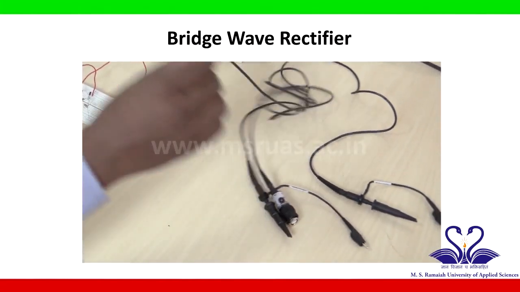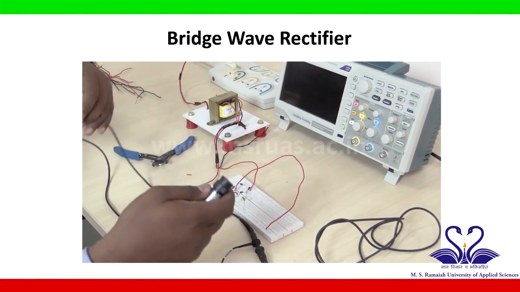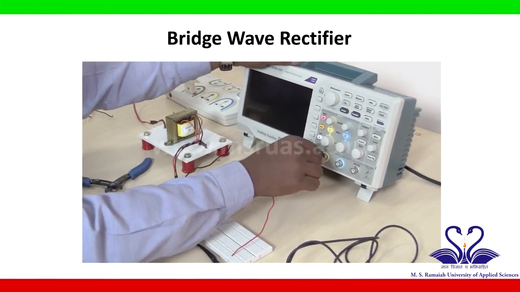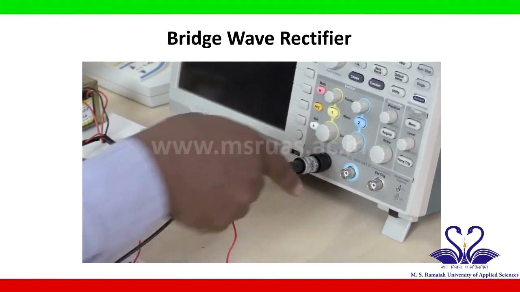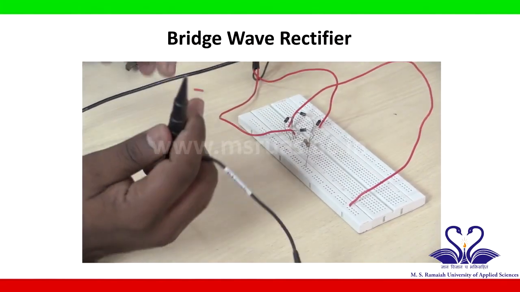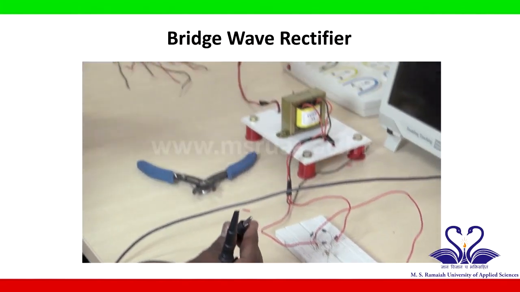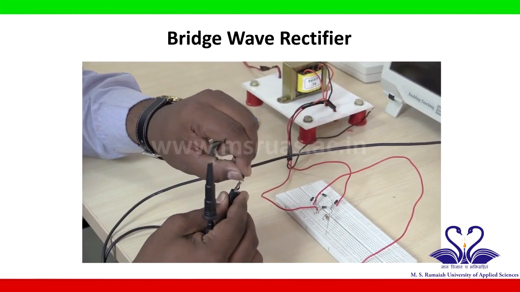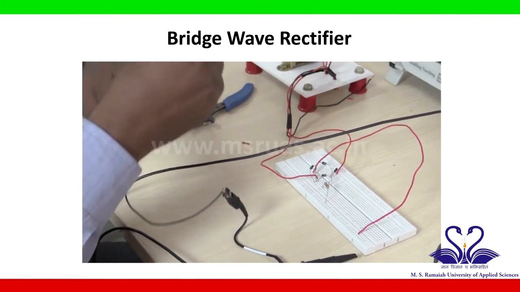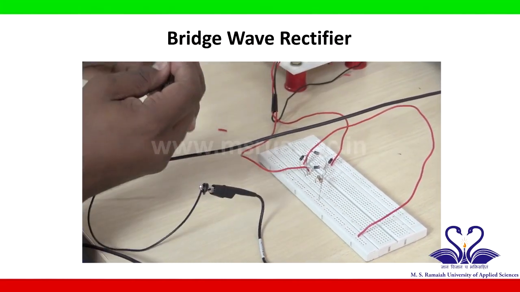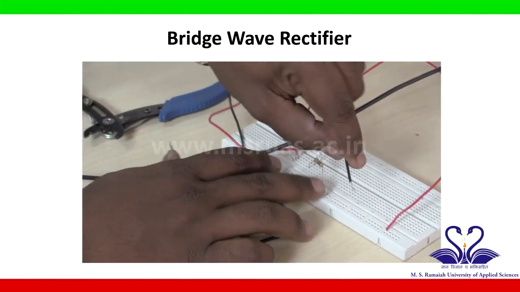Let us take a probe. I want to observe the output waveform. So, I will connect this probe to one channel of the digital oscilloscope. This is the positive end, this is the negative end. Based on the circuit connection, the negative end of the probe is connected to the ground. So, I will take the negative end and connect it to the ground. This is the ground of the given circuit on the breadboard.